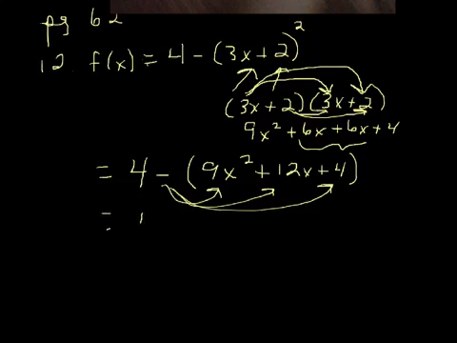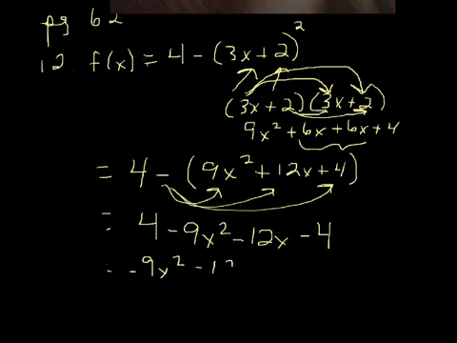All right, what do we got going on here? Distribute the negative: 4 minus 9x squared minus 12x minus 4. The 4's cancel. So I have negative 9x squared minus 12x. That's what my function is, by the time you simplify it, that's all you're left with. Let me just double check. Oh, negative 9x squared. Sorry. Negative 12x. Let me just make sure my 4 and my negative 4 canceled.